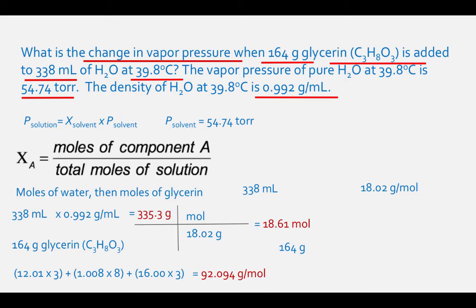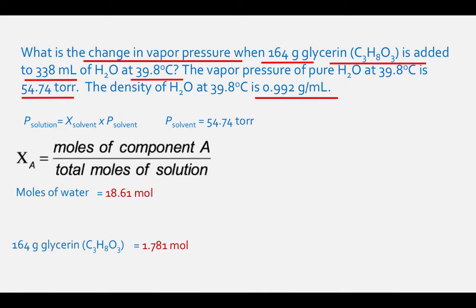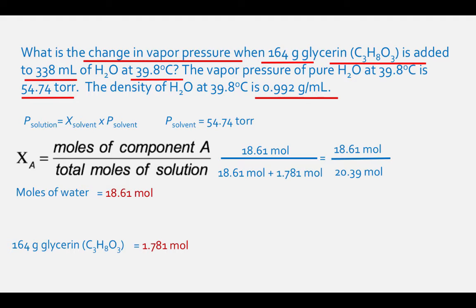Now take the amount of grams of glycerin they give you and divide by the molar mass. 164 grams divided by 92.094 grams per mole equals 1.781 moles. Now to calculate the mole fraction of the solvent. Take the moles of water, 18.61 moles, and divide it by the sum of the moles of the solvent and the solute, 18.61 moles plus 1.781 moles, which equals 20.39 moles. The mole fraction comes out to 0.9127.